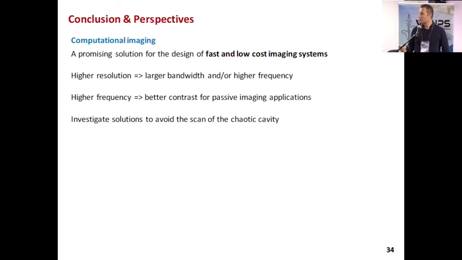Okay, conclusion. Computational imaging is a very promising solution for the design of fast and low-cost imaging systems. It has already been developed by several universities in the United States. We would like to achieve higher resolution, of course, which implies larger bandwidths, and for that, we will go from X-band, so around 10 gigahertz, to millimeter wave, around 60, I think, to have these larger bandwidths. Also, with the higher frequency, you can have a better contrast for passive imaging applications.